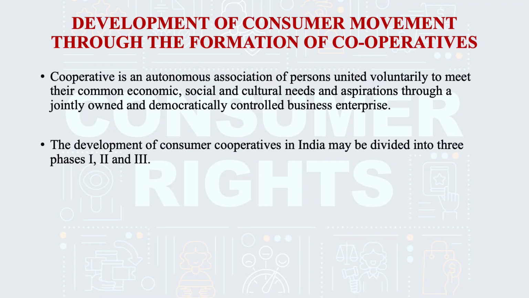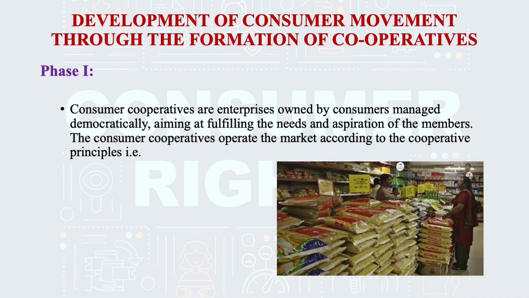The development of consumer cooperatives in India may be divided into 3 phases: phase 1, phase 2 and phase 3. Let us see one after the other. Consumer cooperatives are enterprises owned by consumers. This is owned by the consumers only. The consumers manage it, and it is democratically managed. That means the management will be done by the members themselves, elected members only. There will not be any officers appointed for this purpose. Only the consumers manage democratically, aiming at fulfilling the needs and aspirations of the members.